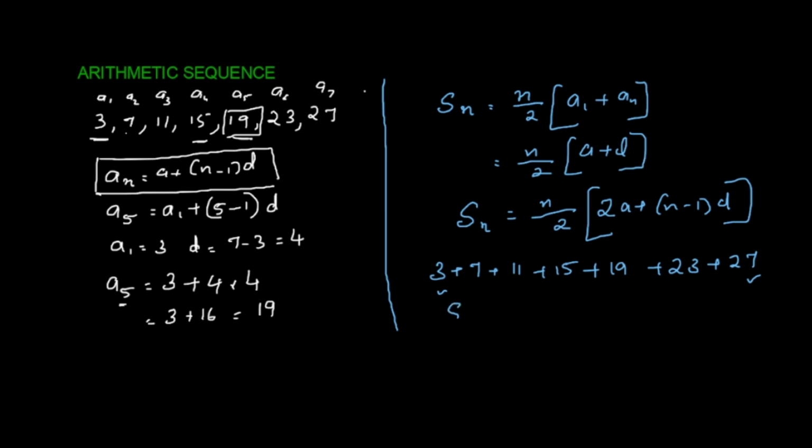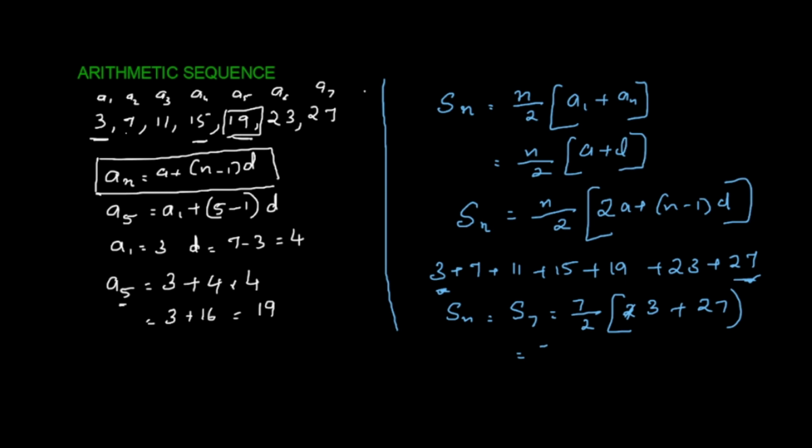So Sn, how many terms are there? 1, 2, 3, 4, 5, 6, 7 terms are there, right? That is equal to S7. So n by 2, that is 7 by 2 multiplied with, we'll apply the a1 plus an formula or a plus l formula. What is a? First term is 3. We know the first term as well as the last term, right? 3 plus last term is 27. Last term is 27. First term is 3.